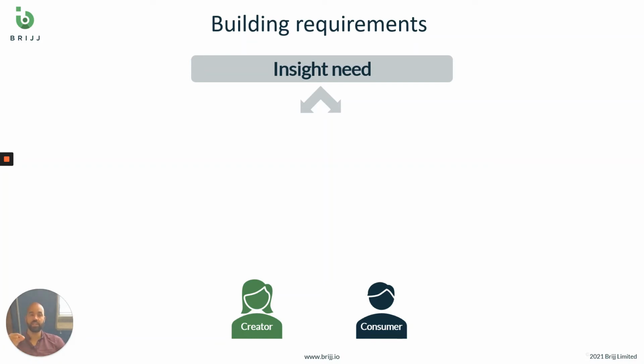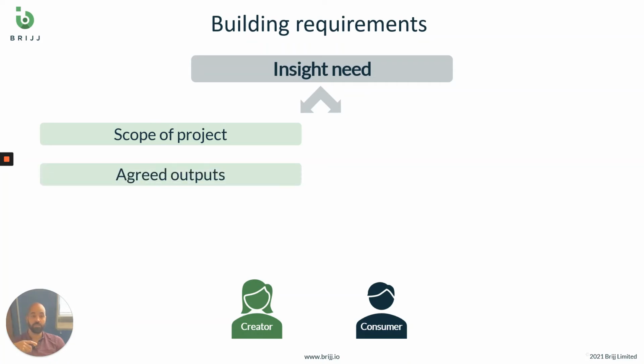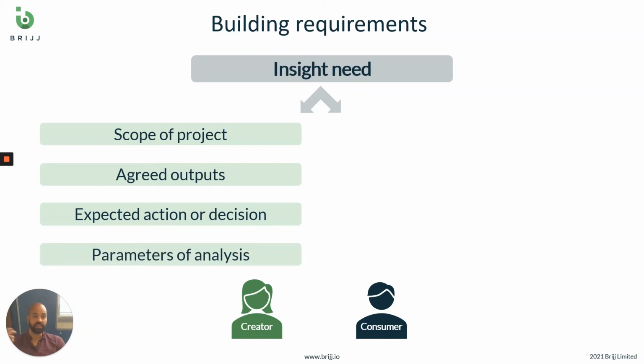And so what do we need to know in order to build out our requirements? We need further clarity on the full scope of the project. We need to understand what types of outputs are needed. Is it a BI dashboard that you would like? Is it a written report, etc., etc.? We need to get further clarity on the actions or decisions that need to be taken. We need to provide more detail on the parameters of the analysis.